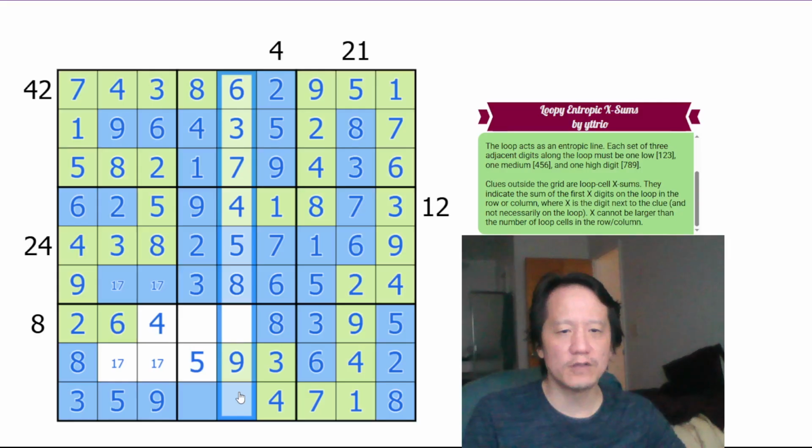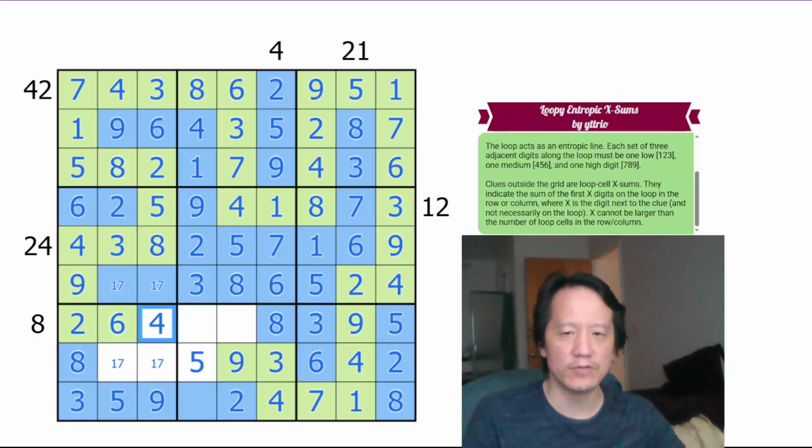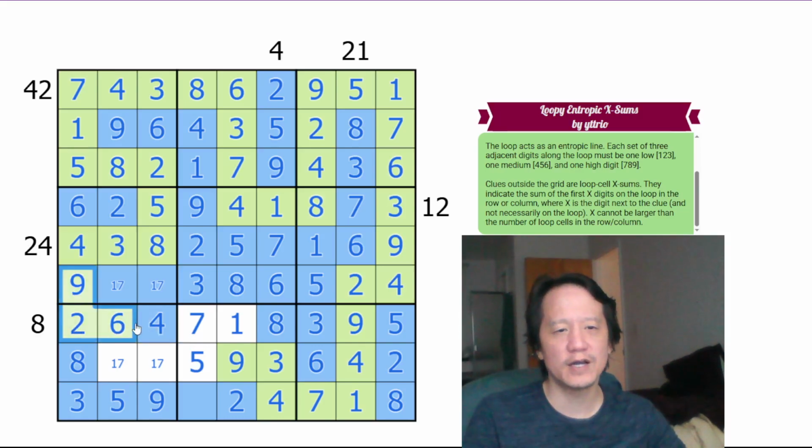Where's 2 in column 5? It has to be here. So this is 2. Okay, this is a 4. It cannot go that way. This must be a 1. That's a 7. Again, it cannot go that way because these are the same set. It must be a high digit. That means it goes that way. It's a high. So this becomes 7, and this is 1, and it connects this way.